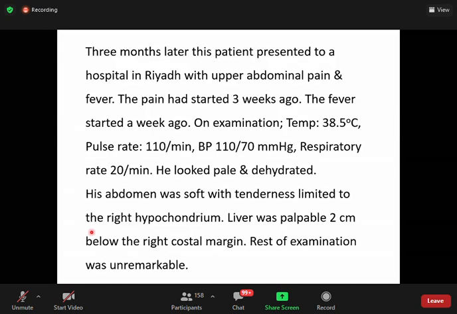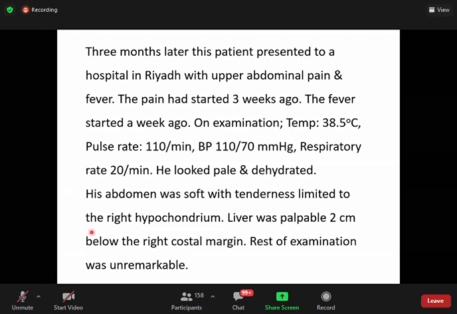Three months later, this patient presented to a hospital in Riyadh with upper abdominal pain and fever. The pain had started 3 weeks ago. The fever started a week ago. On examination, temperature 38.5 degrees Celsius, pulse rate 110 per minute, blood pressure 110 over 70 millimeters of mercury, respiratory rate 20 per minute. He looked pale and dehydrated. His abdomen was soft with tenderness limited to the right hypochondrium.